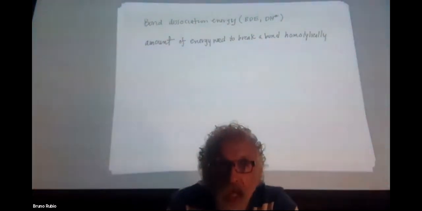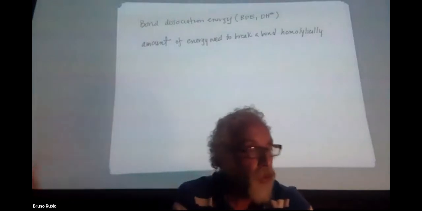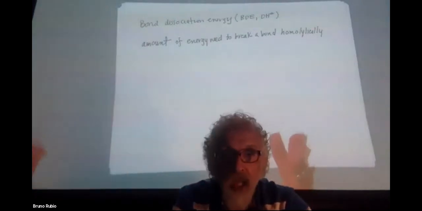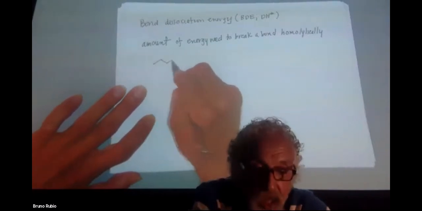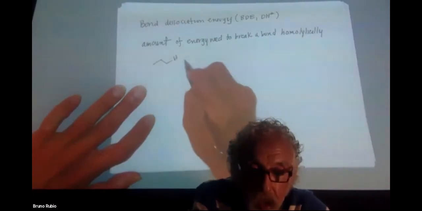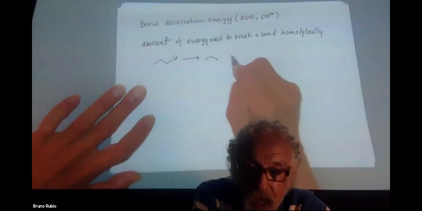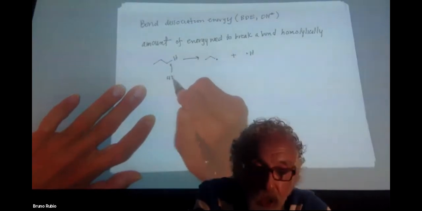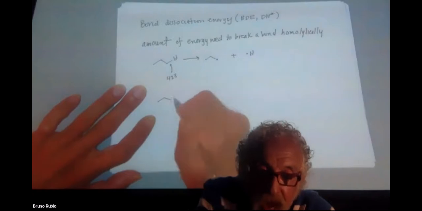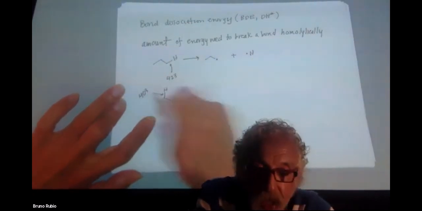In other words, the bond is broken and one atom gets the dot and the other atom gets the other dot. And when we look at the bond dissociation energies that we've considered up to now for these organic radicals, to make this radical here plus a hydrogen atom, we saw that this guy was worth 423, whereas this bond dissociation energy was worth 403.